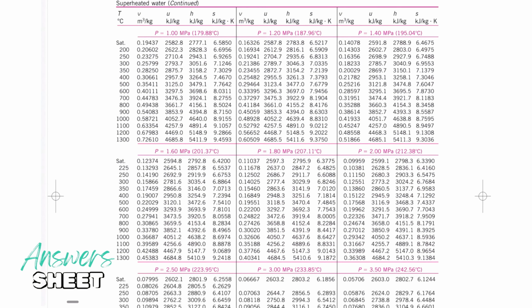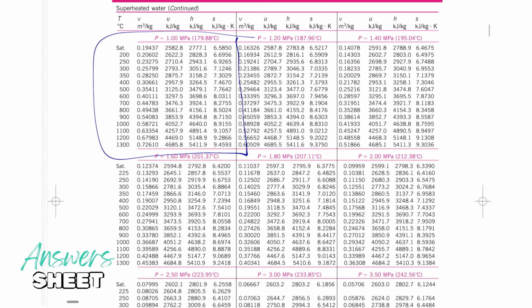All right. So here we go. Let's try this again. 1,000 kPa, and y'all knew that. Y'all were yelling at me, right? 1,000 kPa is 1 MPa. And so my U value of 2950 would be between those two.